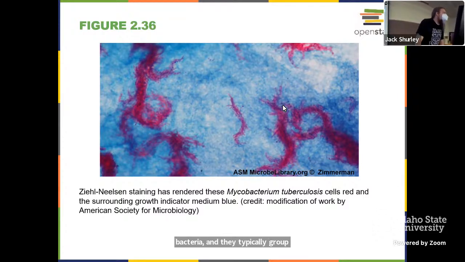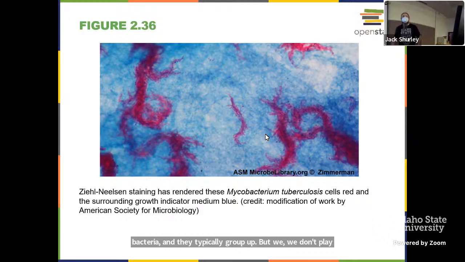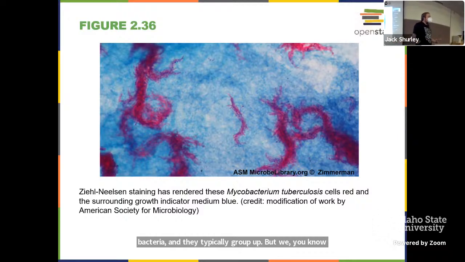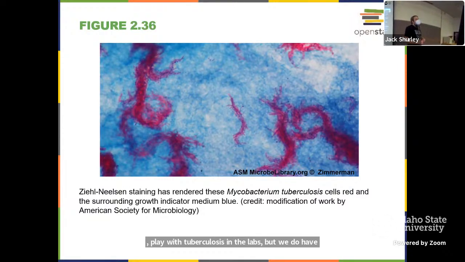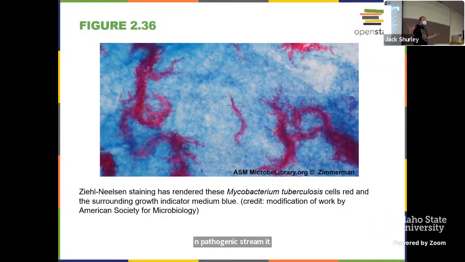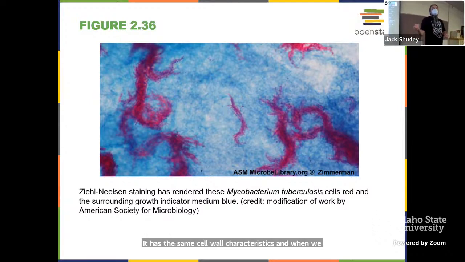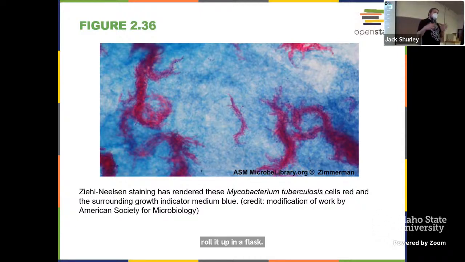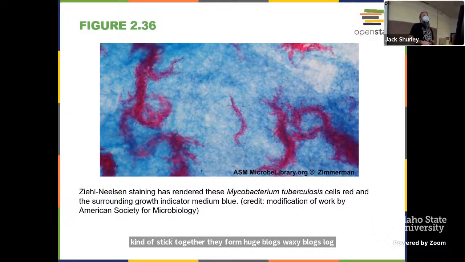We don't play with tuberculosis in the labs, but we do have some Mycobacterium, a cousin, a non-pathogenic strain. It has the same cell wall characteristics, and when we grow it up in a flask, these cells, just like you see here where they want to kind of stick together, form huge waxy globs in that flask. That also makes it an issue when you try to stain it, because you need some of that waxy stuff, and it's hard to make it work right.